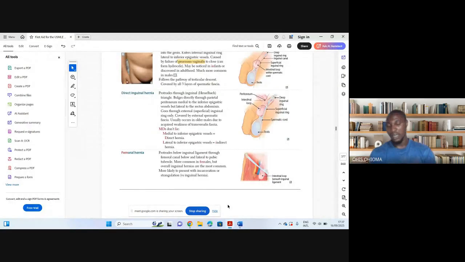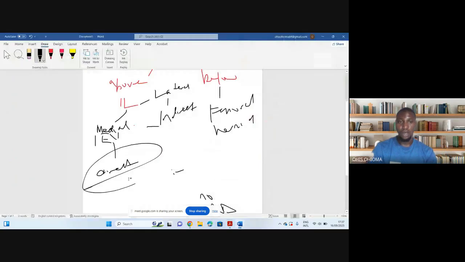And so the femoral hernia occurs below. The femoral canal is very strong. Once you have an intestine lodged inside the femoral canal, the opening of the femoral canal is very tight. And so patients with femoral hernia are more prone to strangulation.